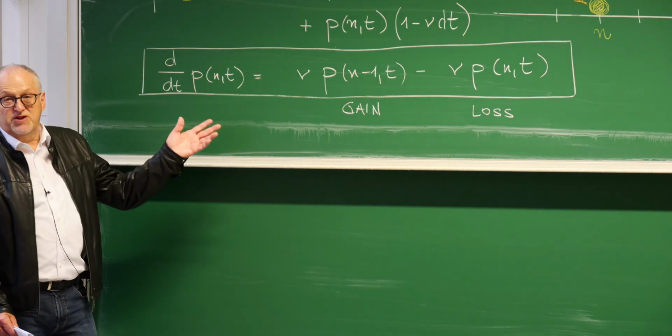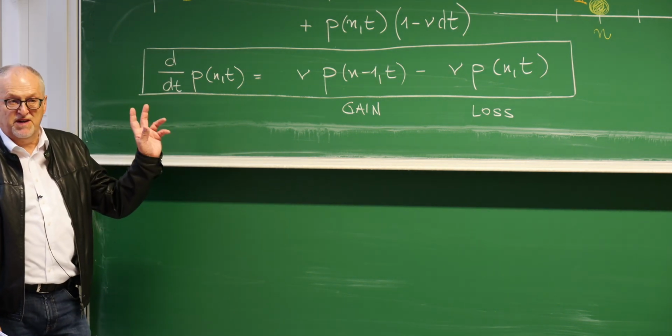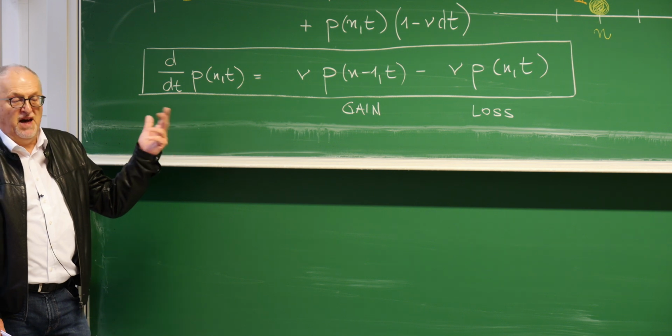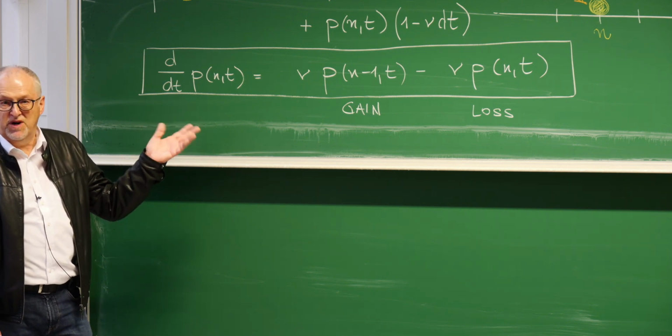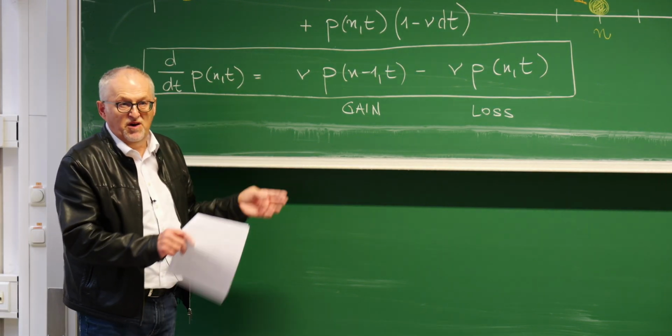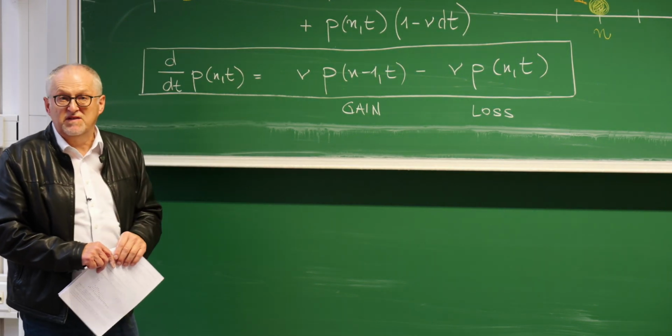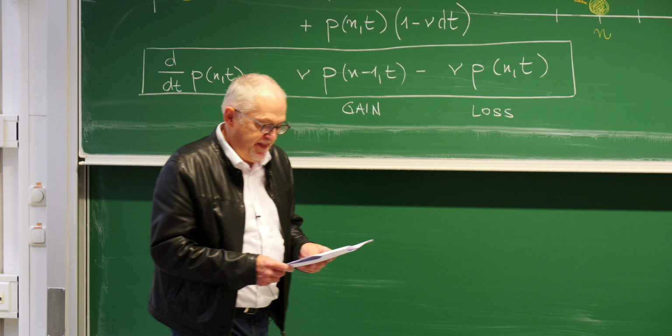Of course, this equation has to fulfill a conservation law. Probability averaged over all sites has to remain 1. And that's, of course, encoded by this equation. You can check this for yourself.